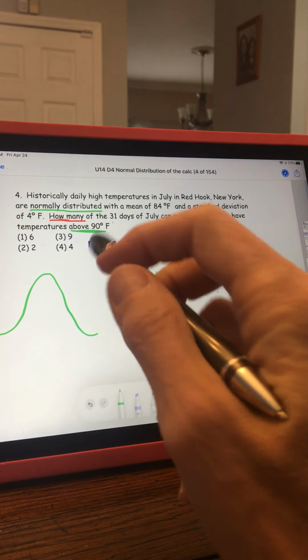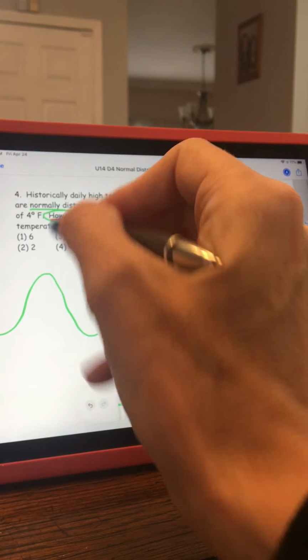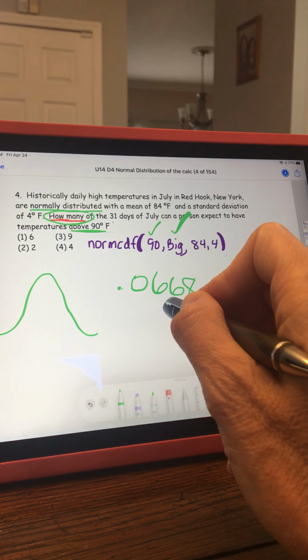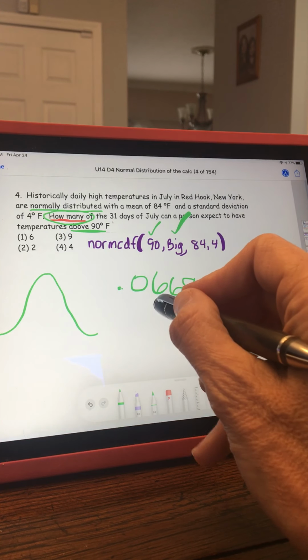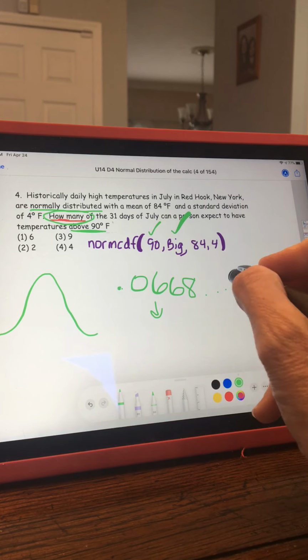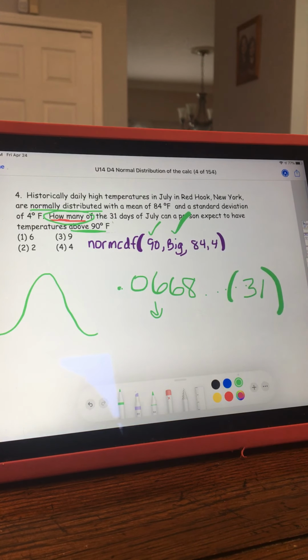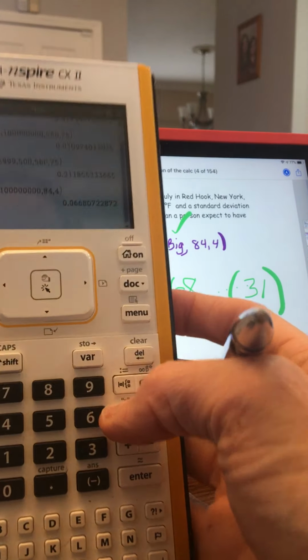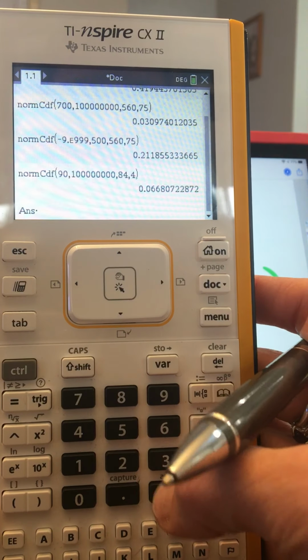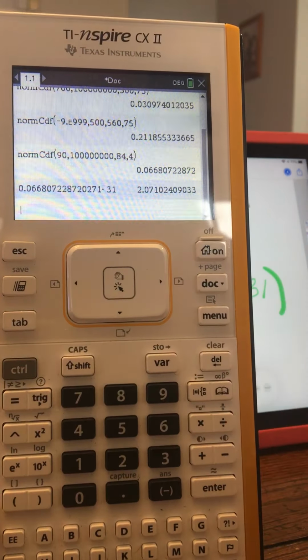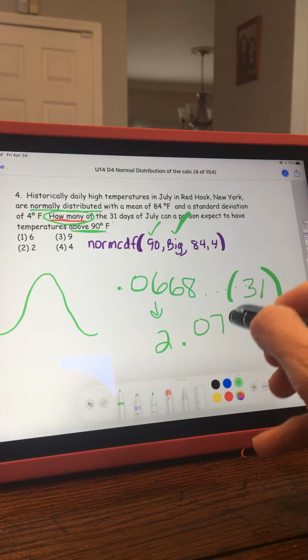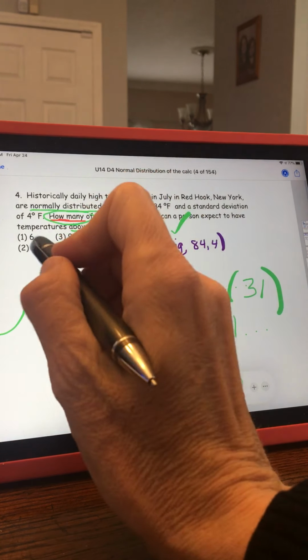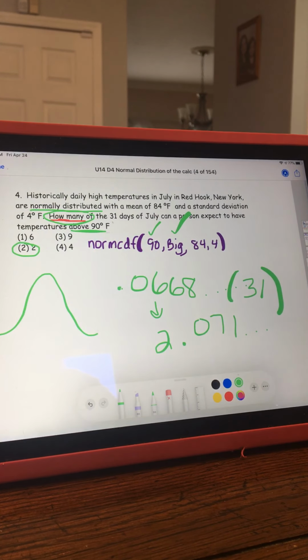And so now the question says how many of those days? Well, approximately 6.68% of those 31 days. But if I'm asking for how many, I have to multiply this number times 31. So take the whole number that's on your calculator screen. It's already there. And now just hit times 31. How many of those 31 days? And we get 2.071, blah, blah, blah, which is closest to choice 2. Hopefully this is going well. It's just all calculator, which is kind of good.